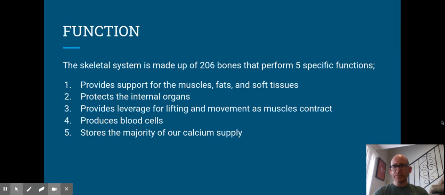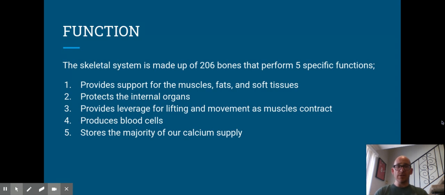Okay, so we'll start with function. Now, the skeletal system is made up of 206 bones. They perform five specific functions. Firstly, they provide support, right? Without your skeleton, you would just be a blob on the floor of muscle, fat, and organ. So your skeleton provides support. Our muscles and organs are kind of hung together inside of that support network.